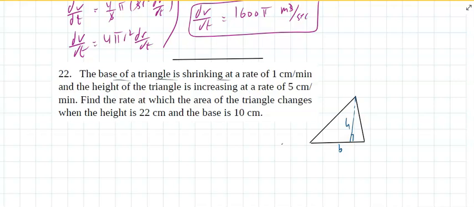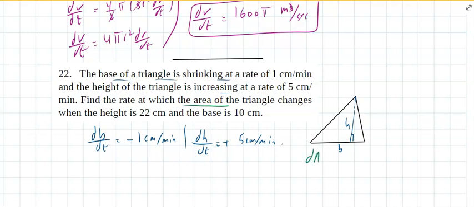The base of a triangle is shrinking, so the change of the base with respect to time, if it's shrinking, it's negative at a rate of 1 centimeter every 1 minute. And the height is increasing. It's positive at 5 centimeters every 1 minute. Find the rate. So we're looking for the rate at which the area, how fast is the area, oh, that's an ugly d, how fast is that changing when the height is 22 centimeters and the base is 10 centimeters?